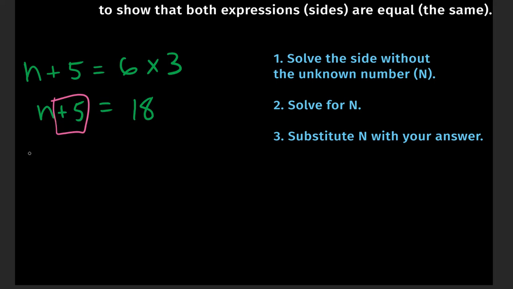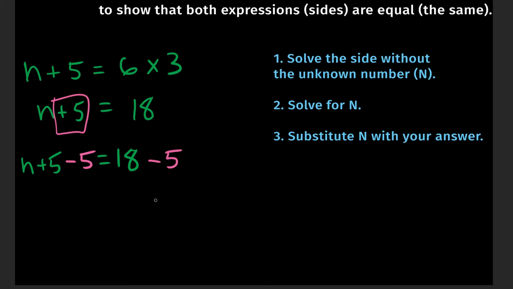Sorry, I would need to do the opposite of plus 5, which is minus 5. So this becomes n plus 5 minus 5 equals 18. Another really important rule you have to remember is that whatever you do to one side, you have to do to the other side. Since I subtracted 5 on this side of our equation, I also have to minus 5 on this side here.